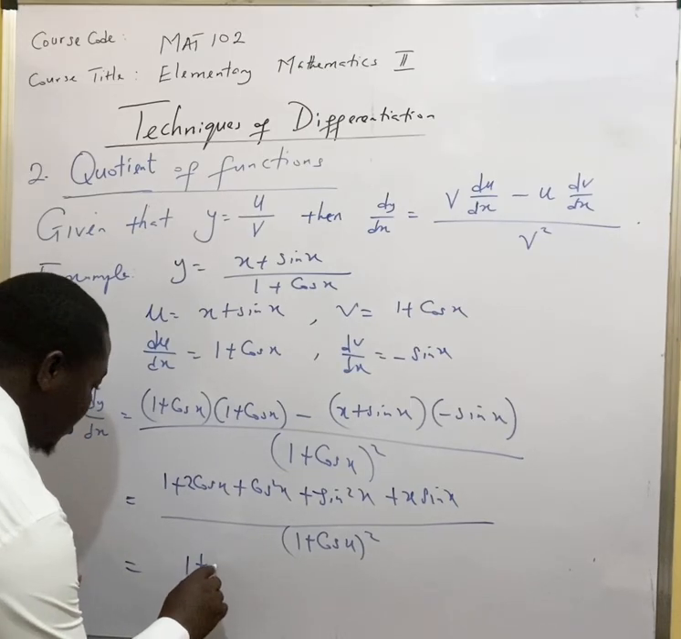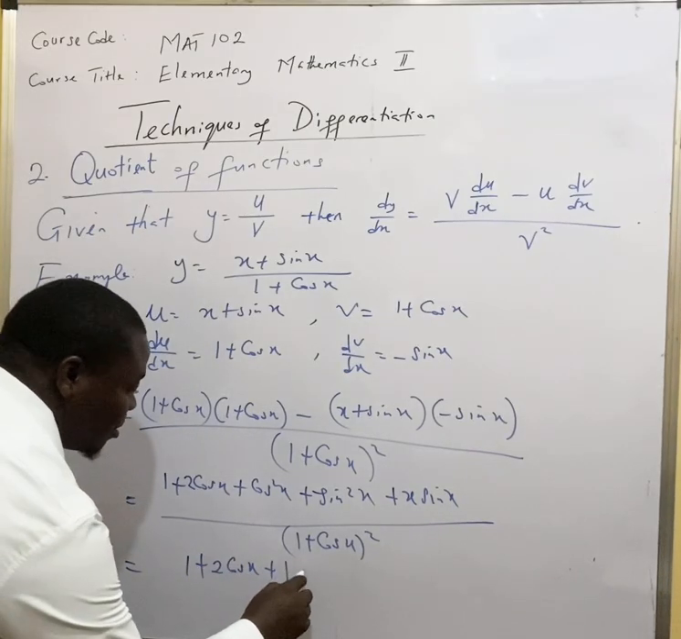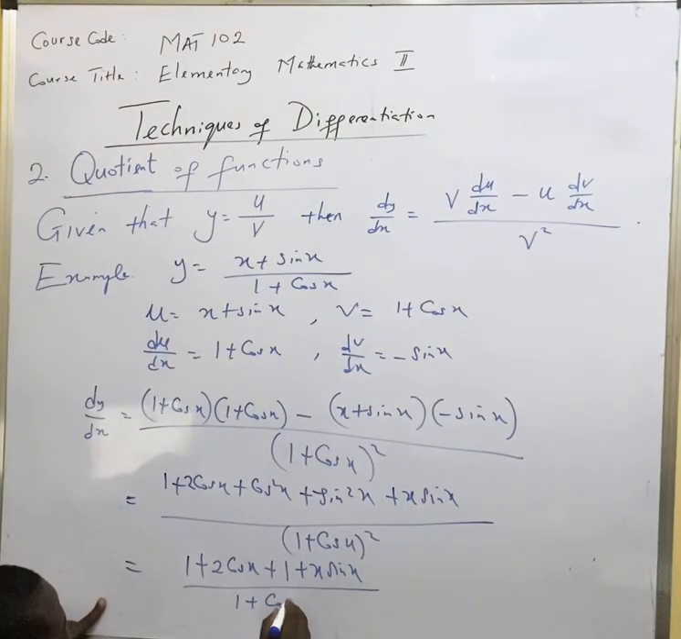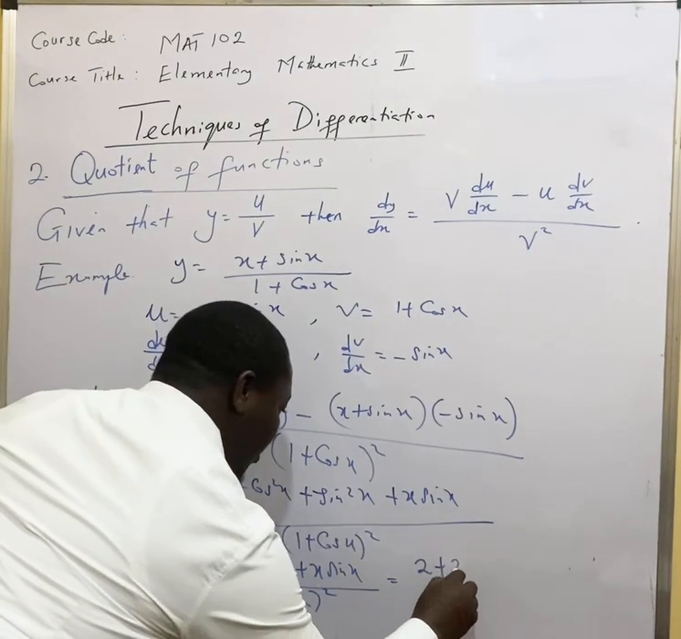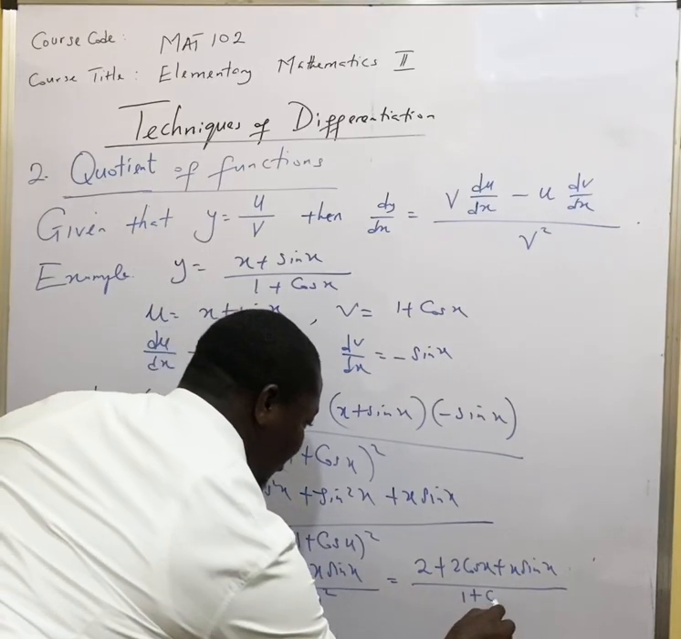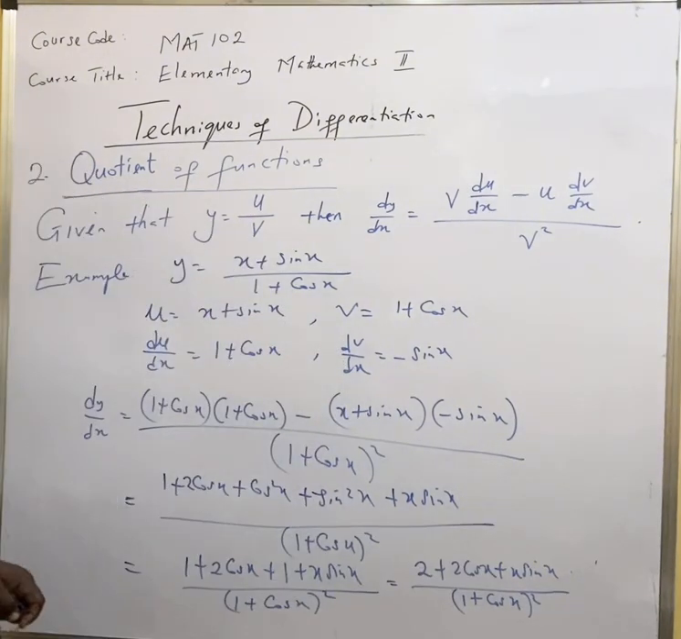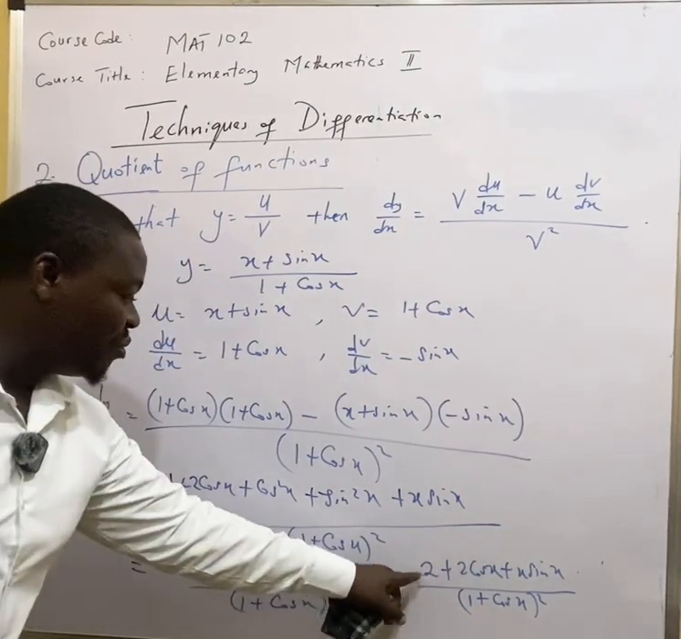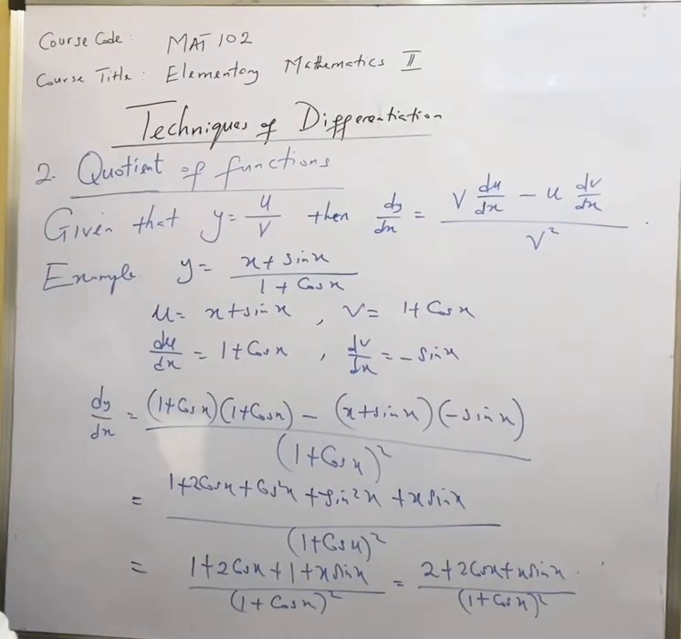So that we have 1 plus 2 cos x plus 1 plus x sine x over 1 plus cos x all squared. So this is equal to 2 plus 2 cos x plus x sine x over 1 plus cos x all squared. We can go further to do something nice there. The nice thing is to look for the common factor here, which is 2. And we have 2 open bracket 1 plus cos x, then plus x sine x, over 1 plus cos x all squared. So we stop here for today.